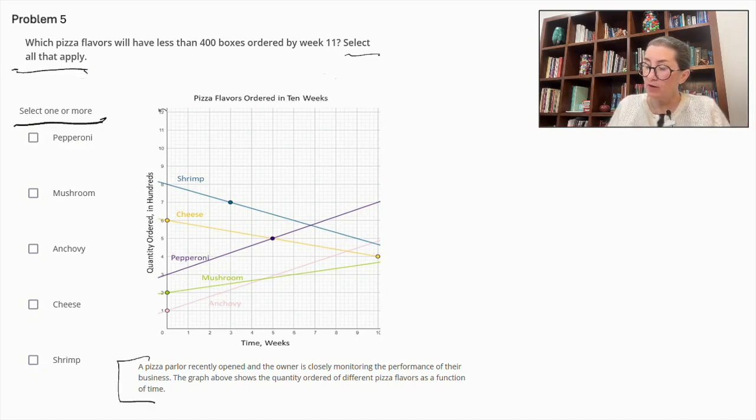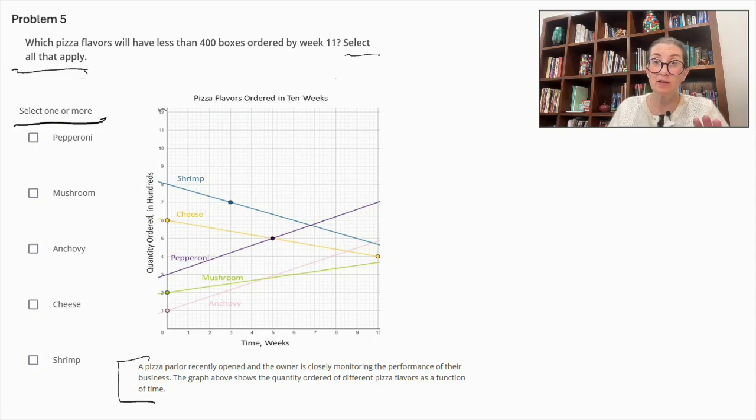The story here is that a pizza parlor recently opened and the owner is closely monitoring the performance of their business. The graph above shows the quantity ordered of different pizza flavors as a function of time. So now we have to predict which ones will have less than 400 boxes ordered by week 11, and we've gone from 0 to week 10.